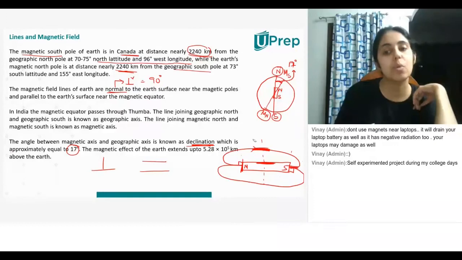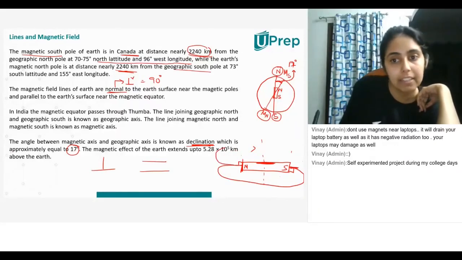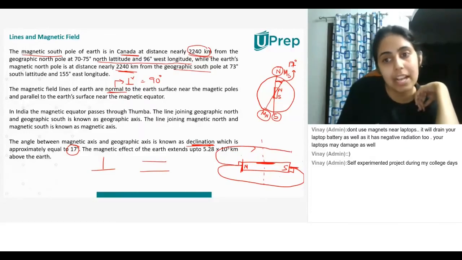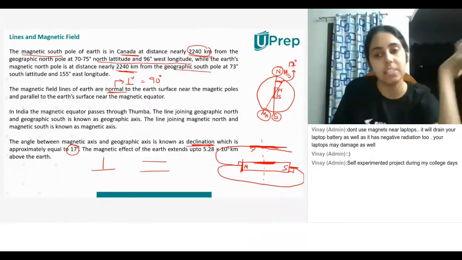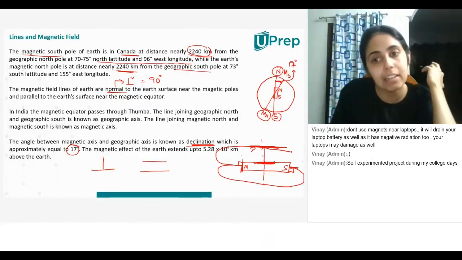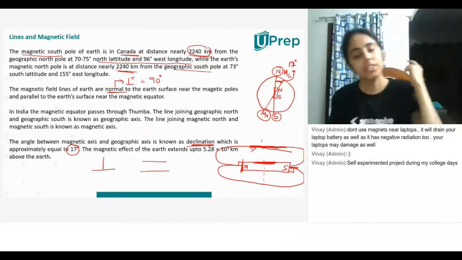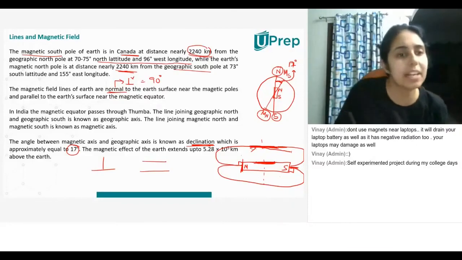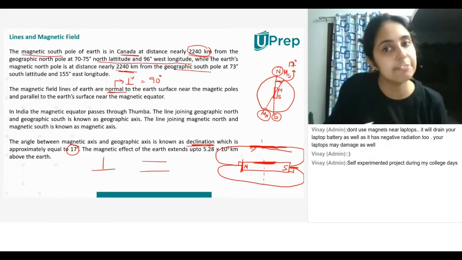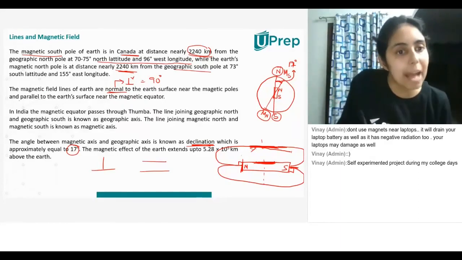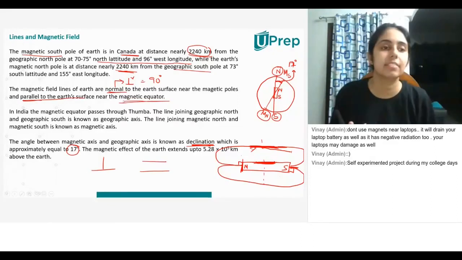Why? Because what is happening to these magnetic field lines? They are coming out at 90 degrees, but while going towards the south pole, they are parallel to this magnet, right? So that is why it's not 90 degrees. At the equatorial line, they are parallel. They are not at an angle. Yes, I understand, ma'am. Understood? Okay, so that is what this is saying. The magnetic field lines of the Earth are normal to the Earth's surface near the magnetic poles and parallel to the Earth's surface near the magnetic equator. Same thing. Did you understand?